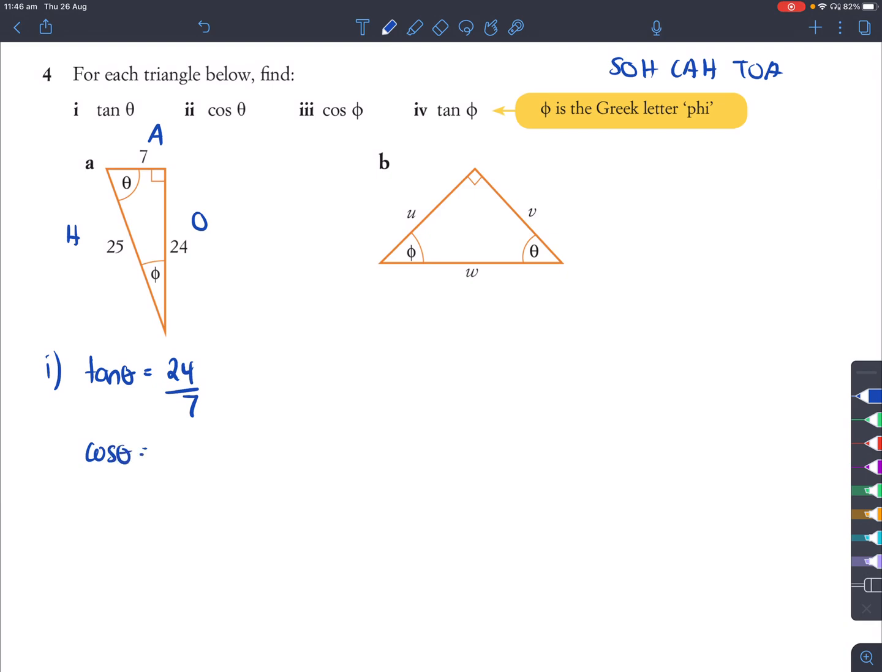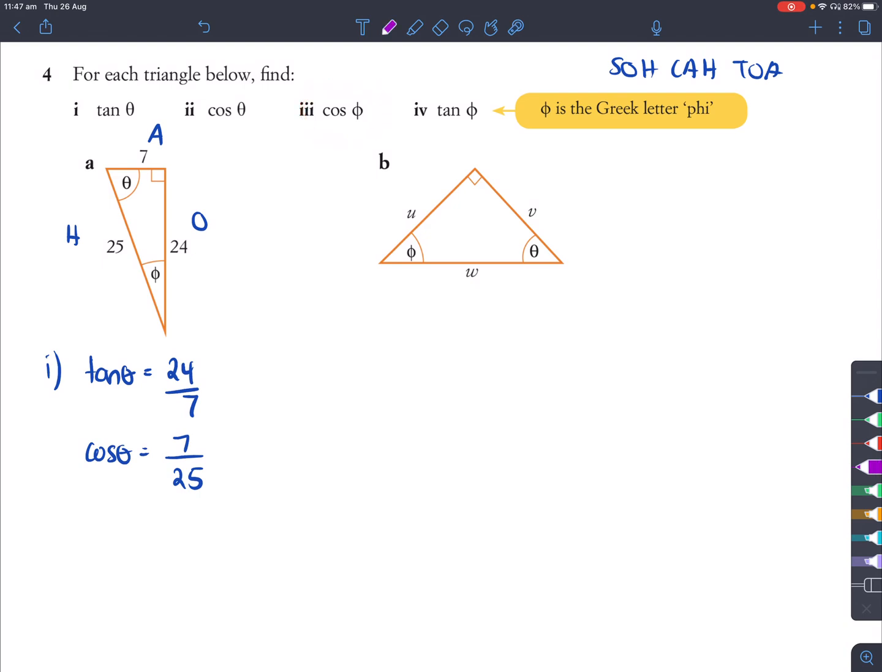Now, if we're going to use the exact same sides in relation to theta, then for cosine theta, SOHCAHTOA says it is going to be adjacent over hypotenuse. So we have to look at the numbers 7 and 25 as our adjacent side over hypotenuse. That will be 7 over 25. But now we have cosine phi.